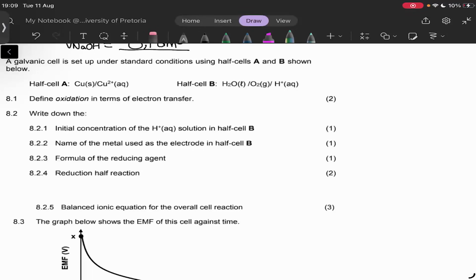In the chat, what is oxidation in terms of electron transfer? Yeah, it is the loss of electrons. Well done. It is indeed the loss of electrons. So let's carry onwards then.